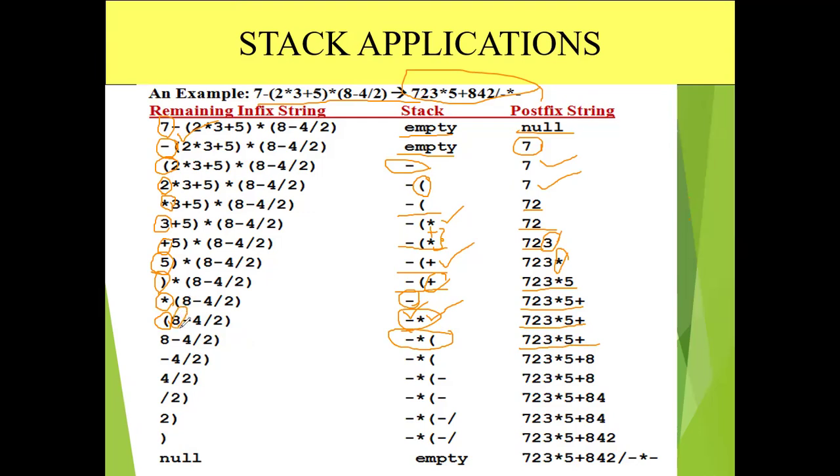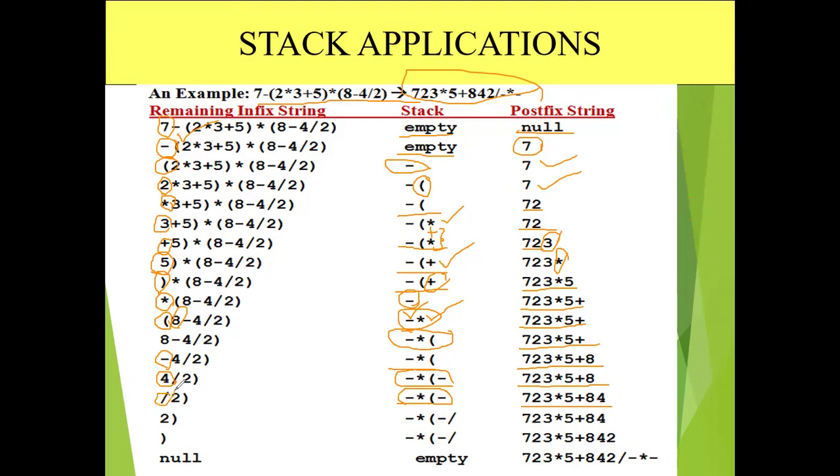Then next 8, it is the operand, so we cannot place it in the stack. We append it to the output string: 7 2 3 * 5 + 8. Then next minus, so place it in the stack. Now the stack consists of minus, multiplication, left parenthesis, again minus. The output string is the same, 7 2 3 * 5 + 8. Then next 4, which is the operand. So place it in the output string: 7 2 3 * 5 + 8 4. The stack consists of the same earlier elements only.